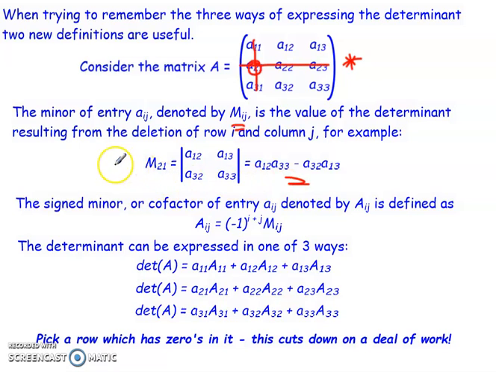What we then want is the signed minor or cofactor of entry aij. Now this is denoted by capital A_ij, and this is determined by this formula here. Now it brings in the minor element, the Mij. What it also does is it starts to look at the sign involved. So it would be (-1) to the power of i plus j.